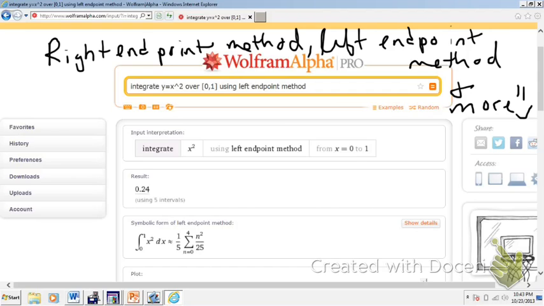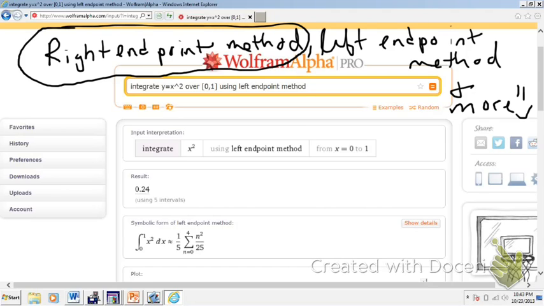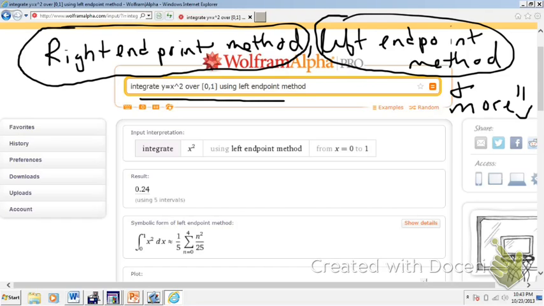I like to think of it as things I wish that Wolfram Alpha would do for me, and it will. So notice I've signed up for a trial version of the Wolfram Alpha Pro, but I'm sure if you have the app on your phone or iPad it would do the same. I haven't tested that out yet, but in class we're talking about right endpoint method, basically using finite areas to approximate the area under a curve, and we've talked about left endpoint method, right endpoint method, and midpoint rule, etc. Let's talk about what to command Wolfram Alpha to do.